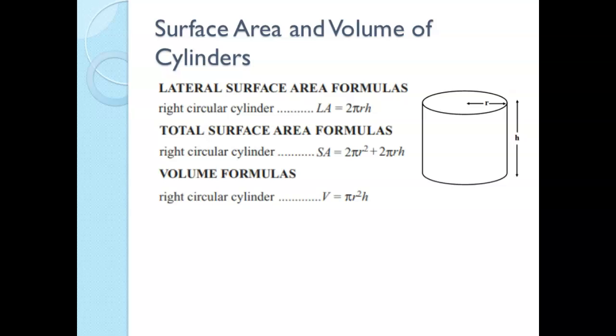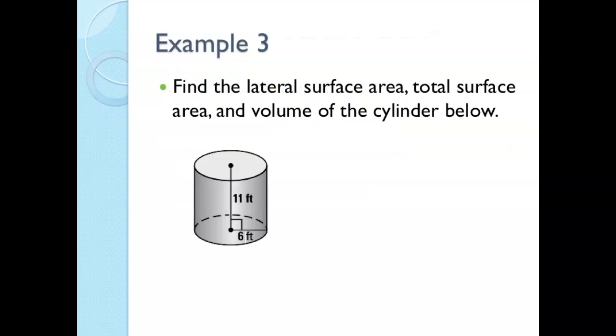All right, let's take a look at example 3. Find the lateral surface area, total surface area, and volume of the cylinder below. Okay, so here we have the radius as 6 and the height as 11. So to find the lateral area, that's going to be 2 pi r h, so 2 pi times 6 times 11. Multiplying that out, we end up with 414.7, and since this is an area, this is going to be square feet.